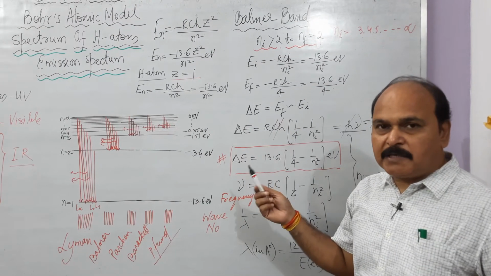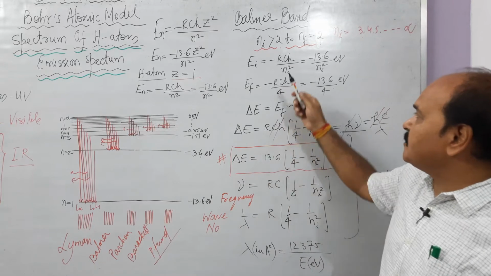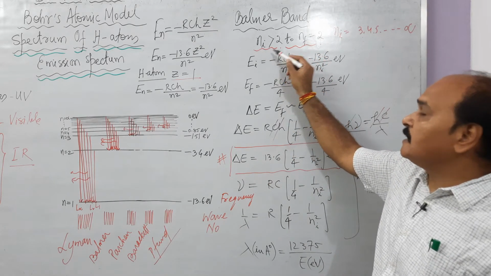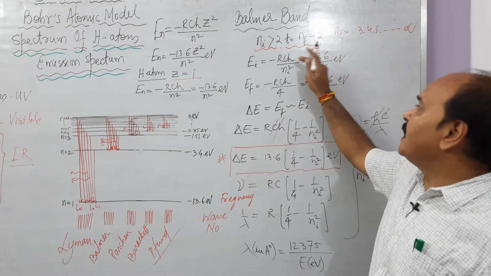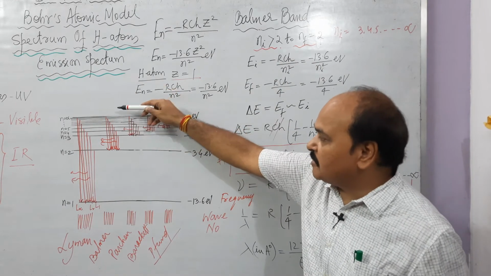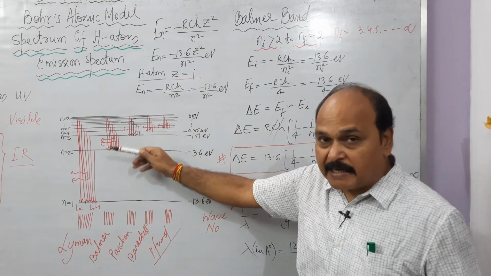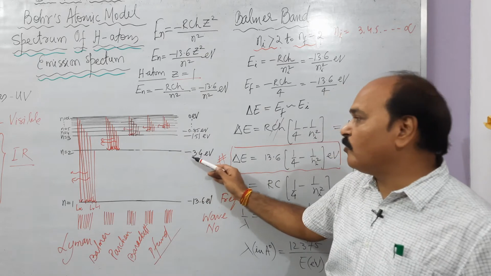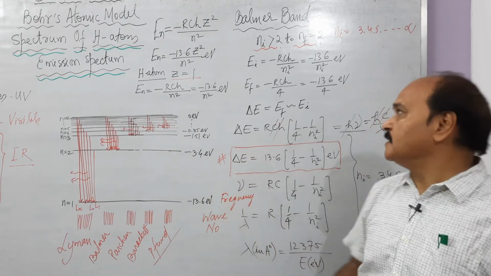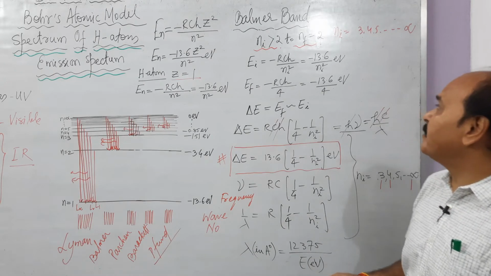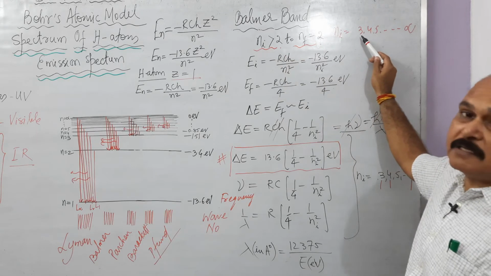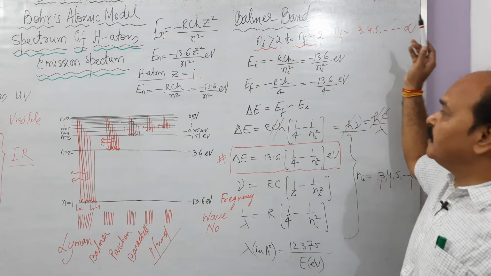Children, for the Balmer band, the transition takes place from any excited state Ni greater than 2 to Nf, that is 2. If the transition takes place from any high energy state, Ni greater than 2, to Nf equal to 2, the lines emitted belong to the Balmer series or Balmer band. Well, the minimum value of Ni is going to be 3, then 4, 5, 6 up to infinity.